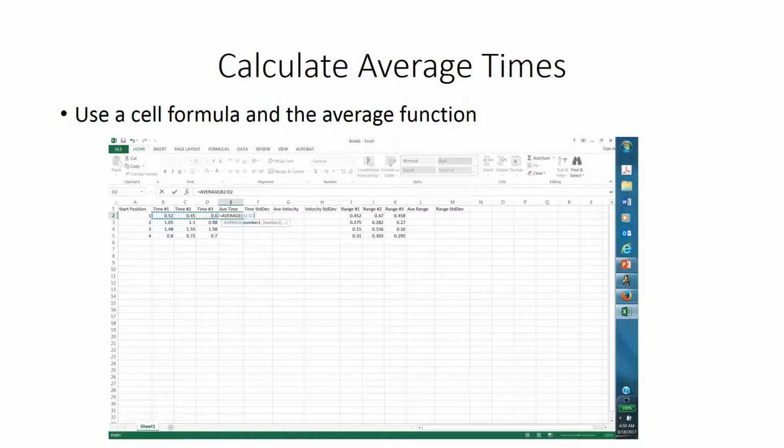After the equal sign, start typing A, V, E. At that point, a list of functions will appear. Double-click on Average to select it. Then use the cursor to select the 3 cells containing the times that are to be averaged. The cell range will be shown in the formula. Hit the Enter key, and the average value will appear in the cell.